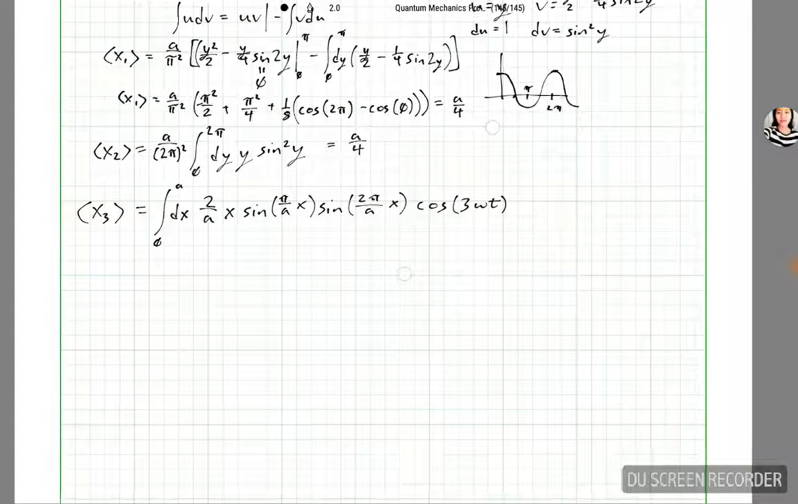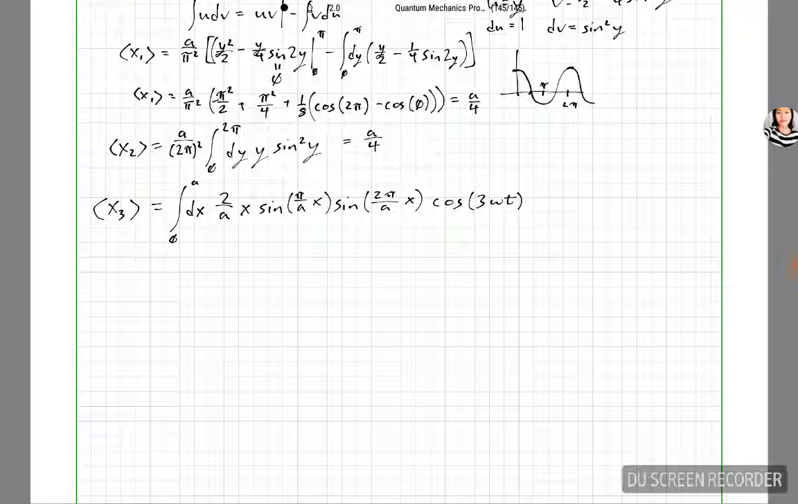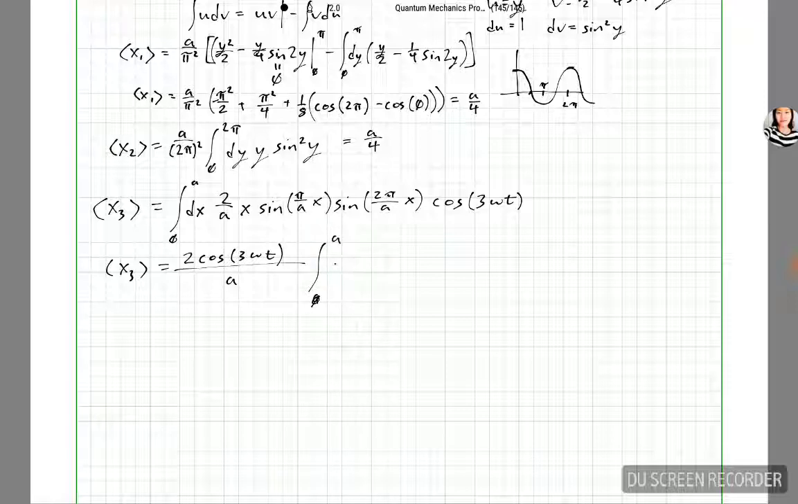Now the nice thing about that oscillating term is that it goes away. Well, it doesn't go away. It comes out of the integral, I guess is what I mean to say there. So I get 2 cosine 3 omega t over A, and then we have 0 to A dx and our two excited wave function states.